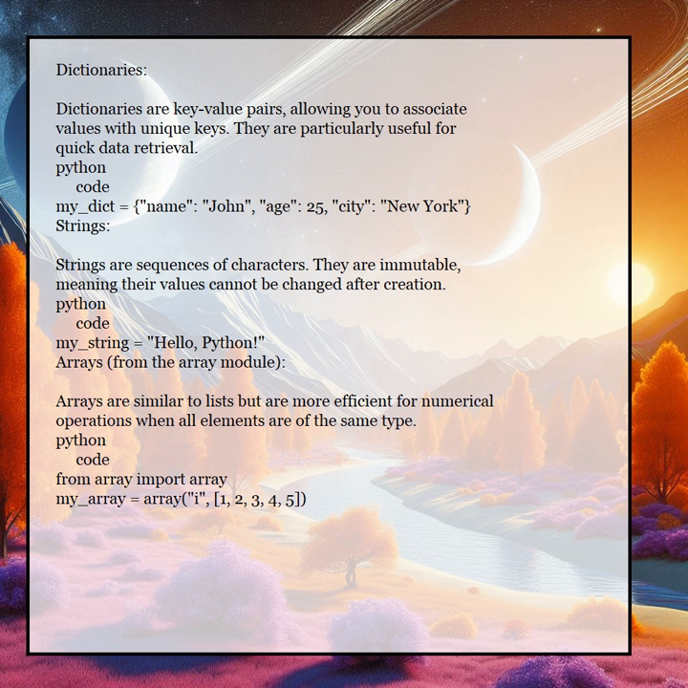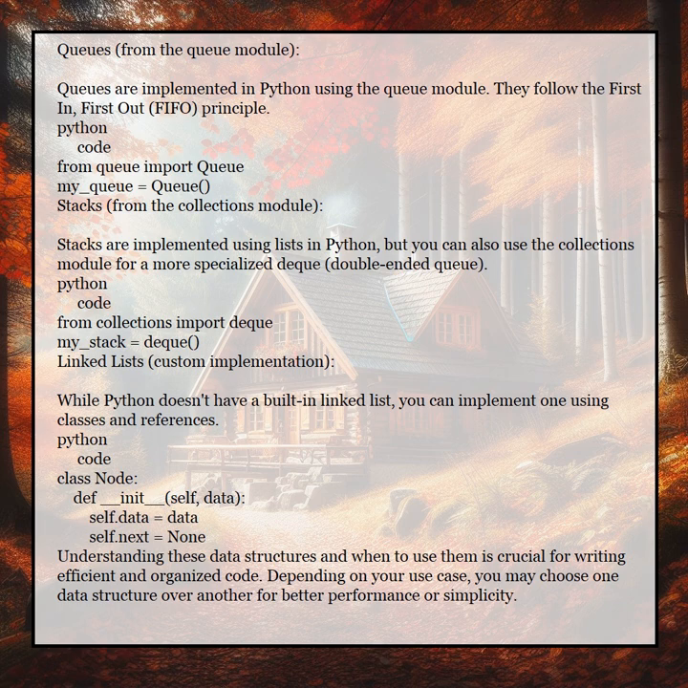Python code: from array import array, my_array = array('i', [1, 2, 3, 4, 5]). Queues, from the queue module. Queues are implemented in Python using the queue module. They follow the first-in, first-out, FIFO principle.